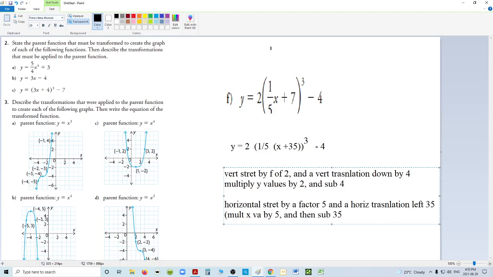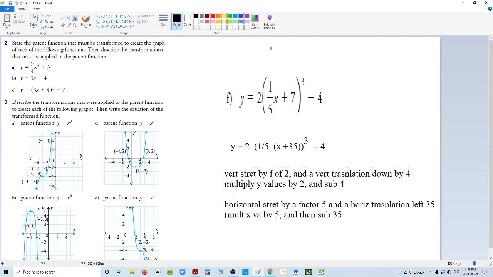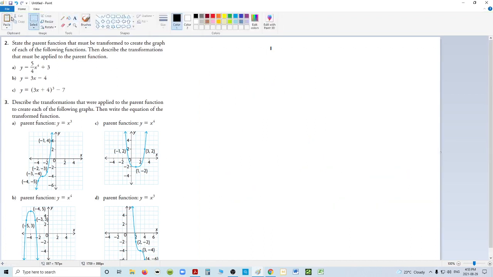Now, obviously, this is a cubic. So if you know your parent graph, you'll be able to come up with 5 new points, connect them, and then draw it the way you know a cubic should look. And just keep in mind the horizontal reflections. So this is very similar.